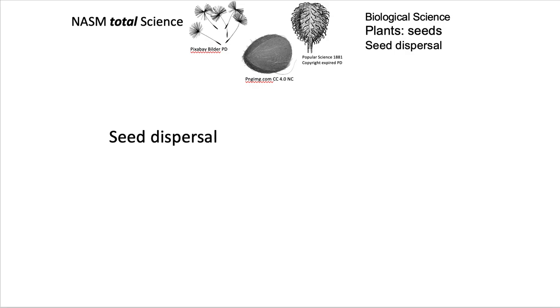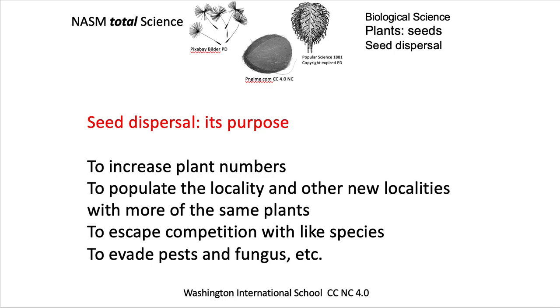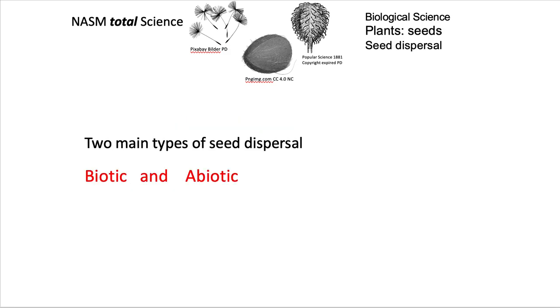To look at seed dispersal, please pause to look at any particular item in more detail, because the description I'm giving will be part of what you will see. So what's the purpose of seed dispersal? Want to increase plant numbers. A particular plant species wants to increase its numbers in preference to other plants and populate new localities, escape competition with other species and evade pests.